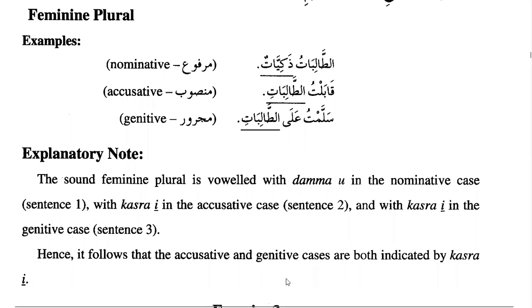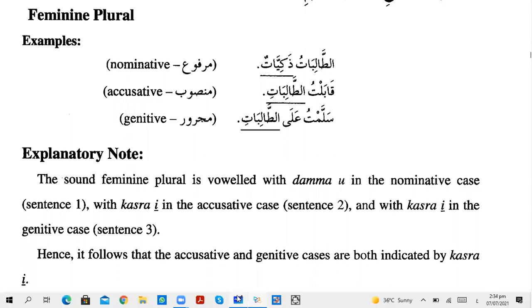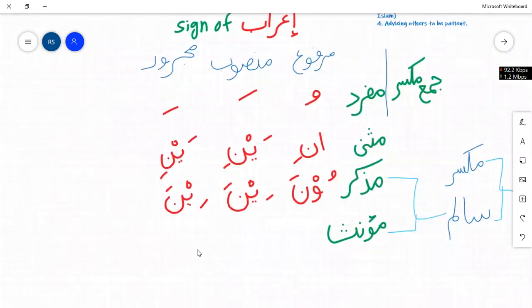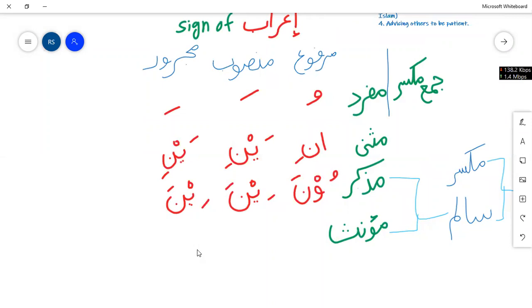So what is Jama Munasalim? Anyone can answer? No, this is not Jama Munasalim. I'm asking you, what is Jama Munasalim? Any student can answer?